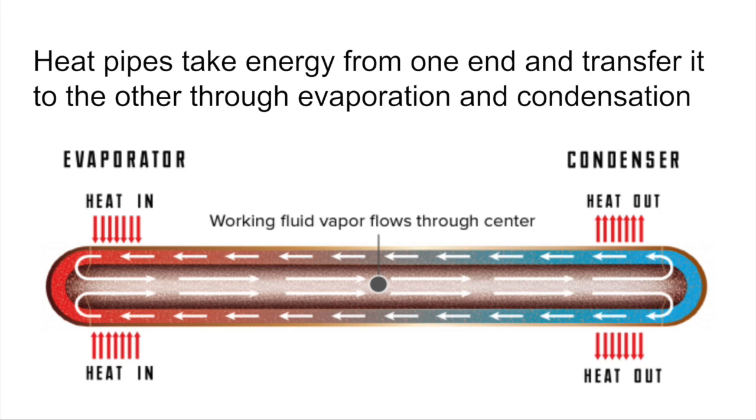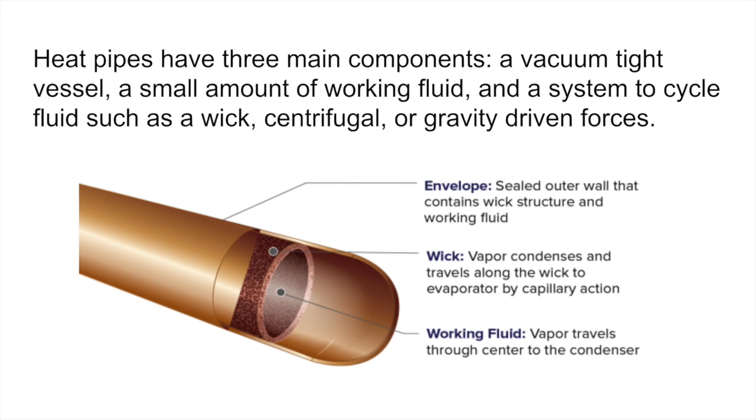Oftentimes, the internal pressure is reduced to increase the rate of evaporation at lower temperatures. Heat pipes have three main components: a vacuum-tight vessel, a small amount of working fluid, and a system to cycle the fluid such as a wick, centrifugal, or gravity-driven force.